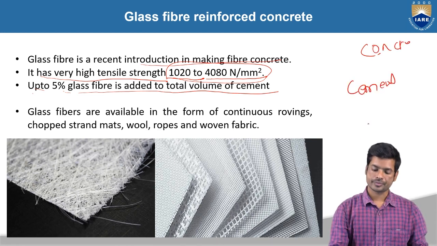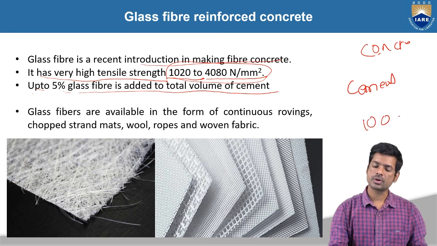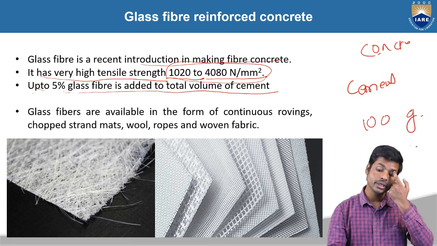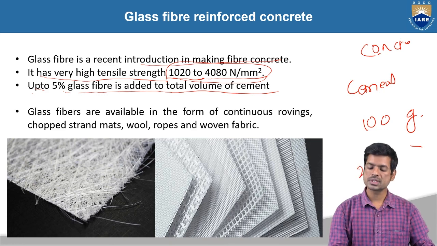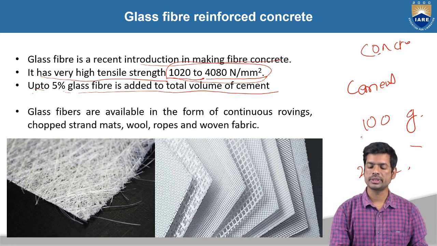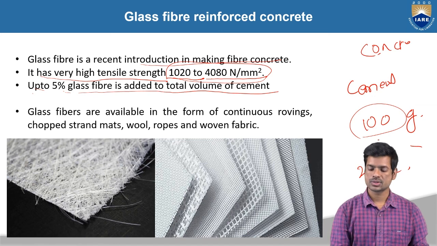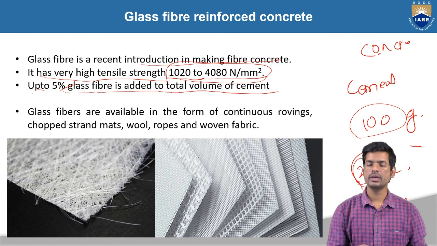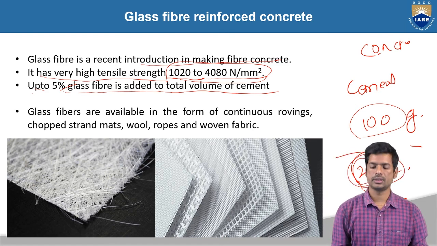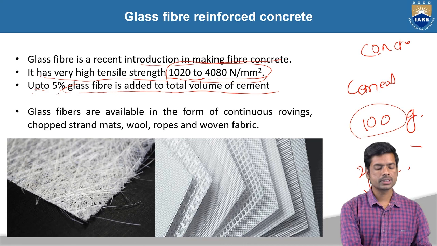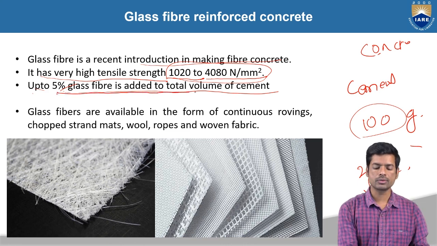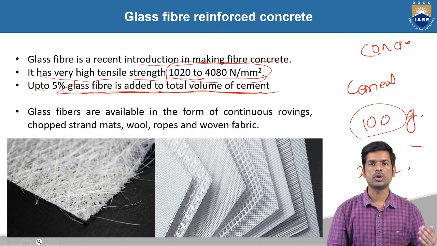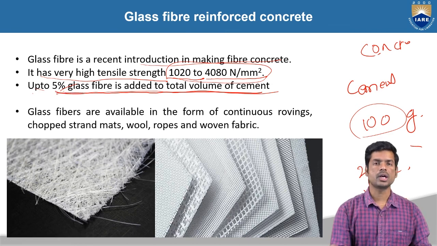Suppose we are making 100 grams of concrete. In that 100 grams of concrete, we may have only 20 grams of cement. We are not going to use completely cement in 100 grams of concrete. So we may have 20 grams of cement powder, and out of 20 grams, we are going to take 5% of glass fibers. So up to 5% glass fiber is added to the total volume of cement, not based upon the concrete volume.